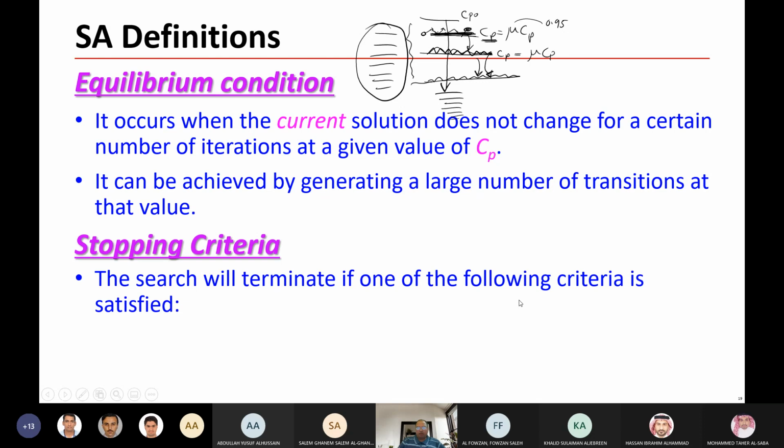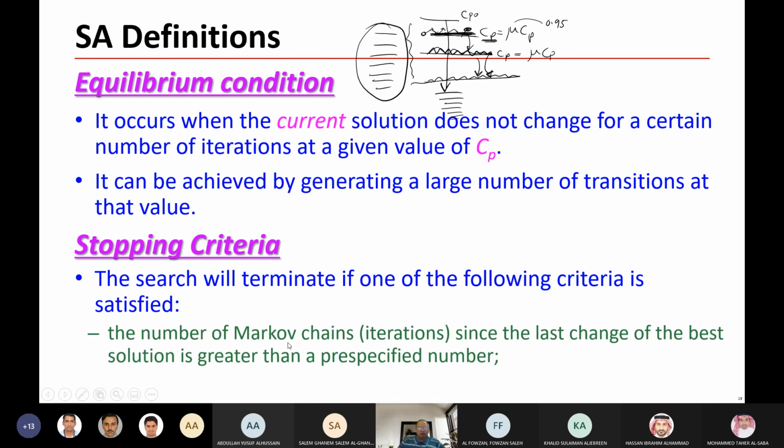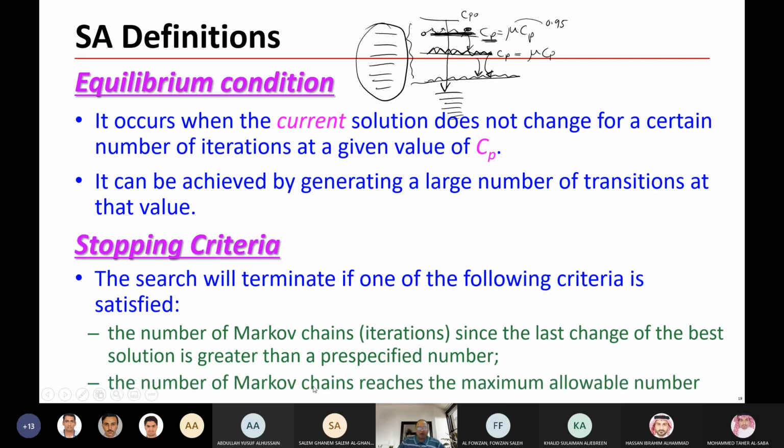So we have here stopping criteria. The search will terminate if one of the following criteria is satisfied. A number of Markov chains. These are called Markov chains. This is the Markov chain, this is the Markov chain, and so on. The number of iterations since the last change of the best solution is greater than a specified number, and the number of Markov chains reaches the maximum allowable. So number of iterations or number of chains, and number of steps here to cool down, you specify at the beginning. You will cool down over 100 iterations, and then if you reach it, then you can stop the search.